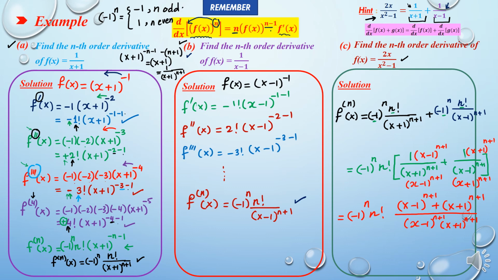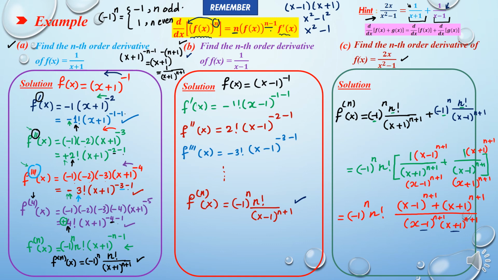Now we know that a squared minus b squared equals (a minus b) multiplied by (a plus b). So if we have x minus 1 multiplied by x plus 1, this will give us x squared minus 1. So down here we have (x minus 1) multiplied by (x plus 1), and the two expressions have the same power, or the same exponent. So you have to combine them, multiply them, and raise them to the power n plus 1.